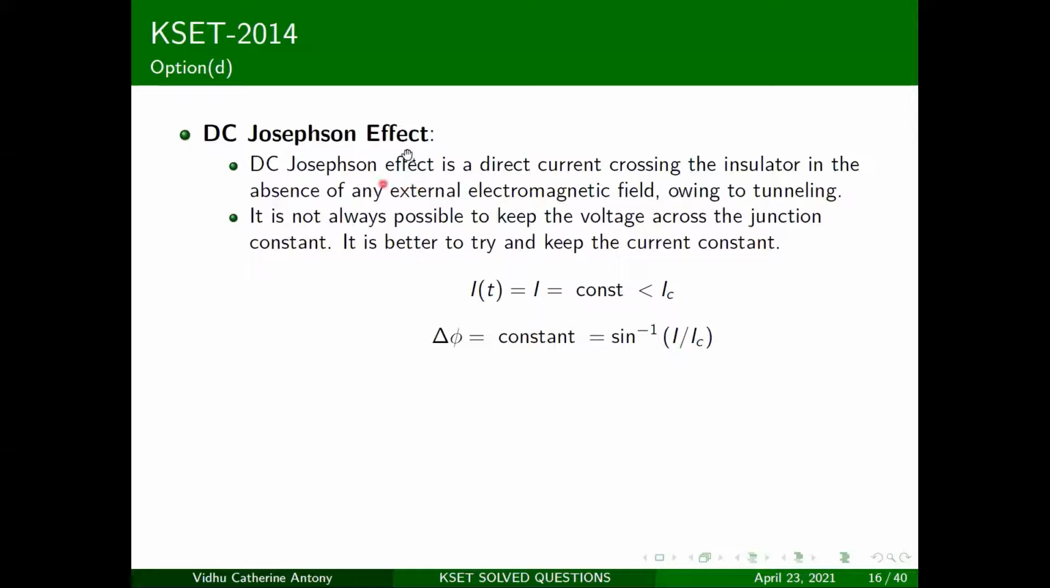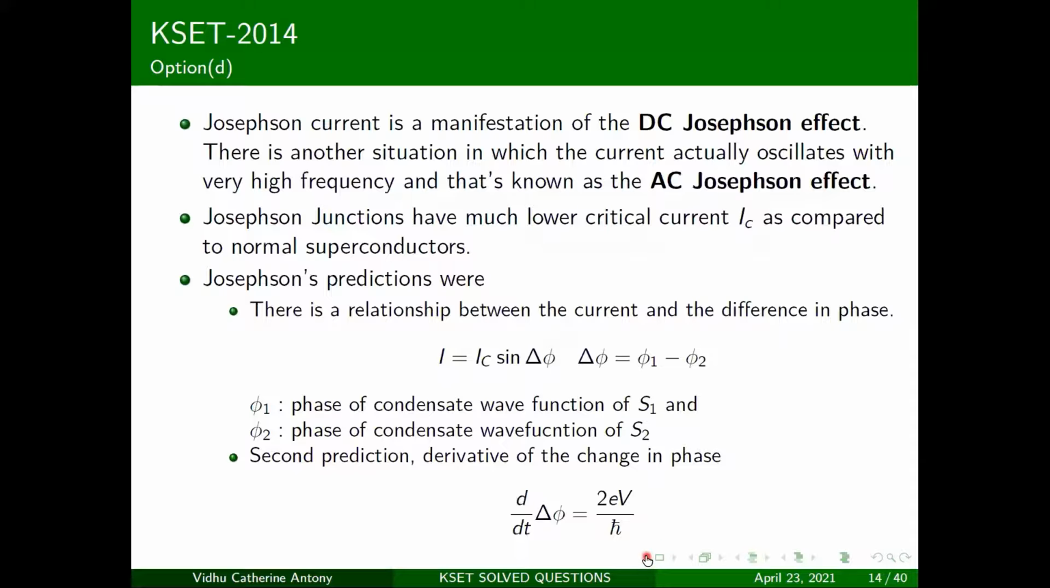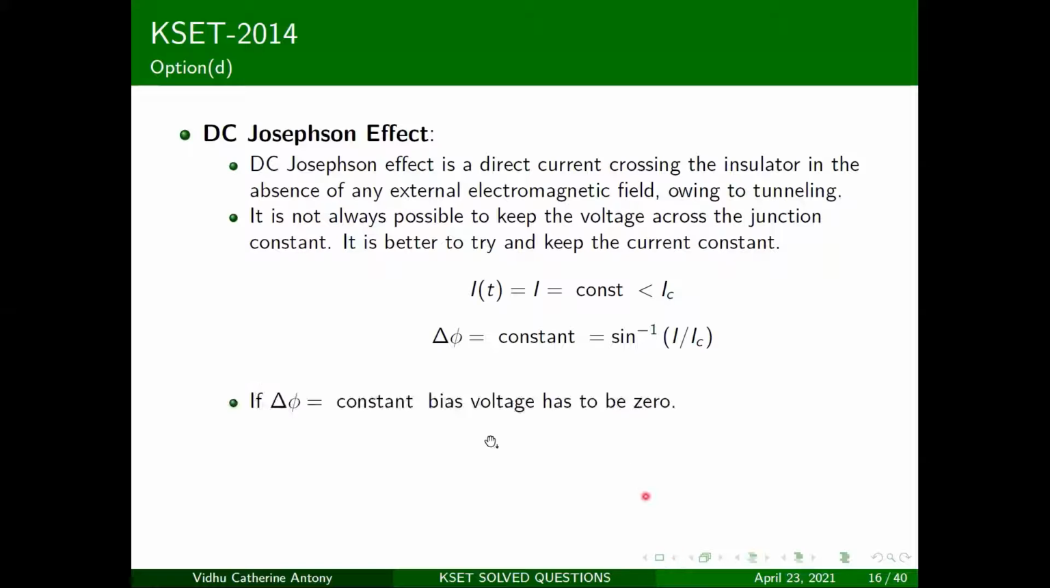Now, when we're looking at the DC Josephson effect, it's basically a direct current crossing the insulator in the absence of any external electromagnetic field. This happens basically due to tunneling. It is not always possible to keep the voltage across the junction constant, so it's better to try and keep the current constant. If the current has to be kept constant, there is no potential here, so the phase becomes a constant and the bias voltage has to be 0.